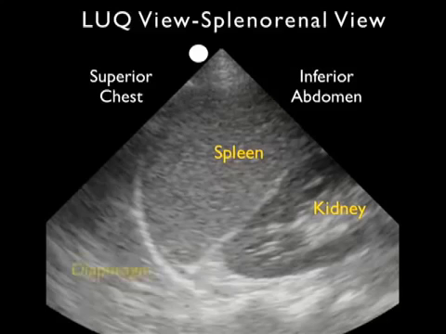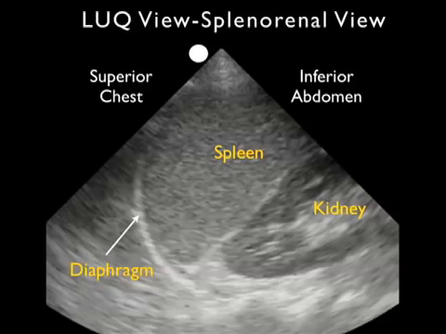Notice the curving white line just above the spleen, which is the diaphragm. Recall that in the left upper quadrant that fluid will accumulate preferentially in between the spleen and the diaphragm and will be a dark or anechoic stripe positioned there.